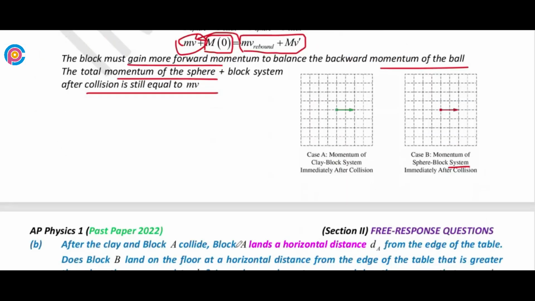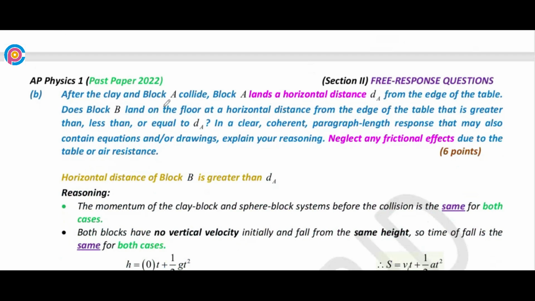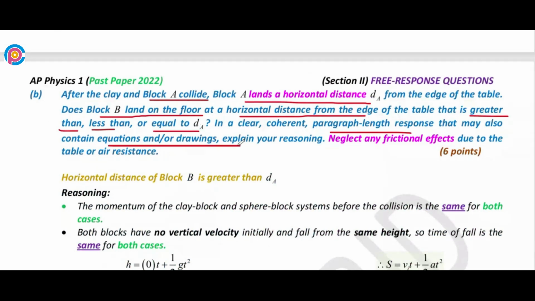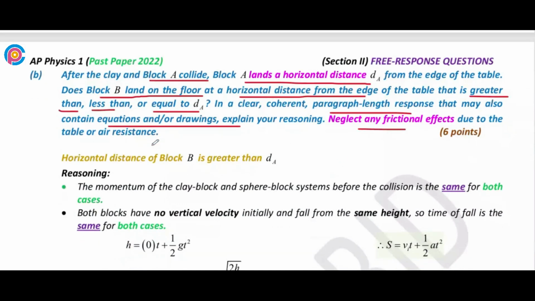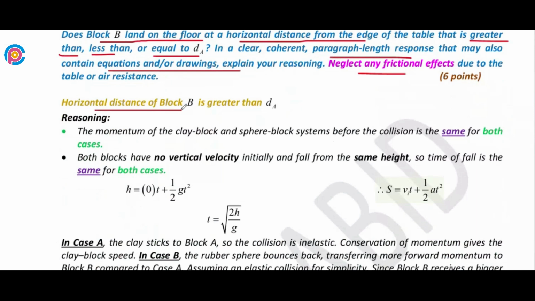Okay. Now, what's the question? After the clay and the block collide, block A lands a horizontal distance dA from the edge of the table. Does block B land on the floor at a horizontal distance from the edge that is greater than, less than, or equal to dA? In a clear, coherent paragraph-length response that may contain equations or drawings, explain your reasoning, neglecting frictional effects. Okay. Now, the answer is that the horizontal distance of block B is greater than dA.